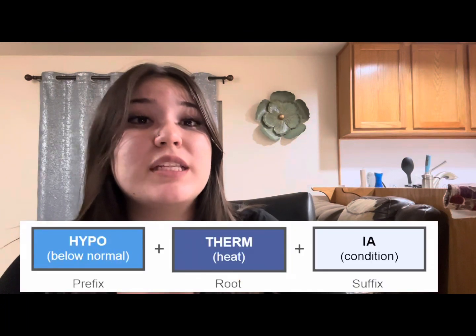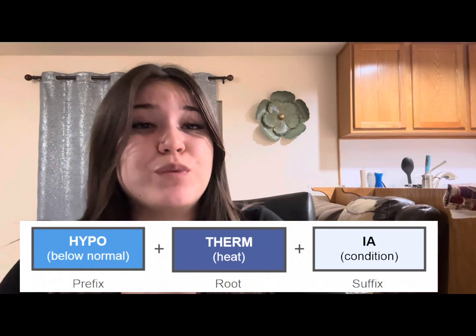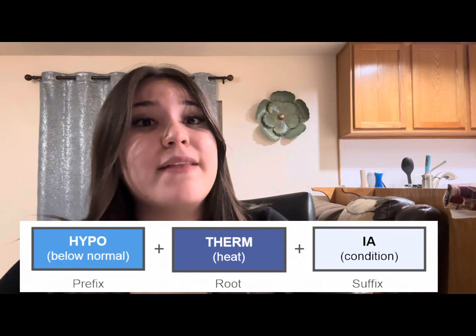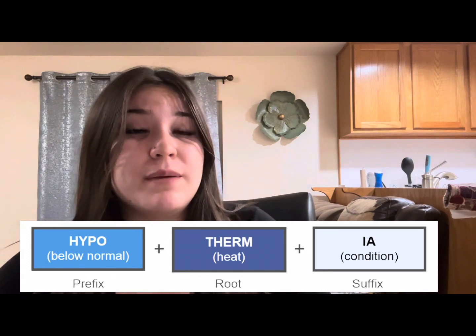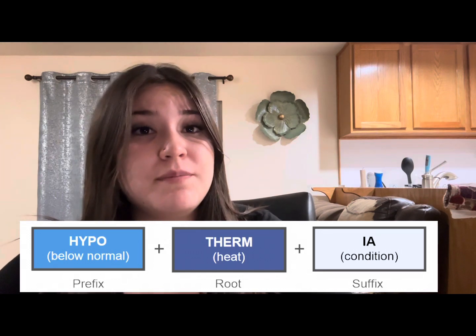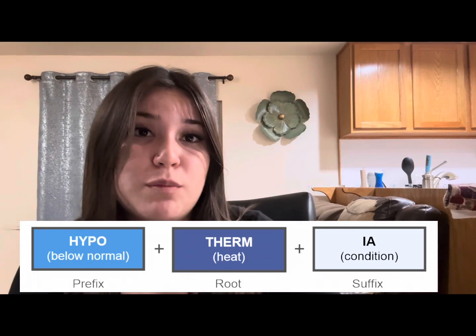For example, to break down the word hypothermia, you break it down to its prefix, root, and suffix. The prefix is hypo, the root is therm, and then the suffix is ia. So you would work backwards to find the meaning of it. So ia means condition, therm means heat, and hypo means below normal.